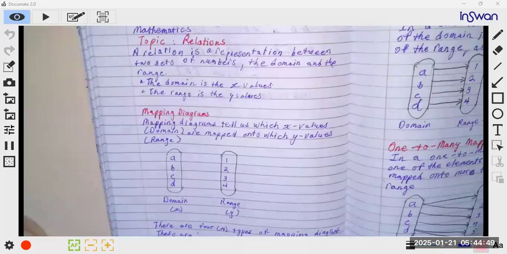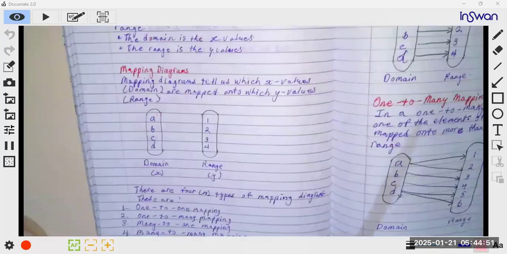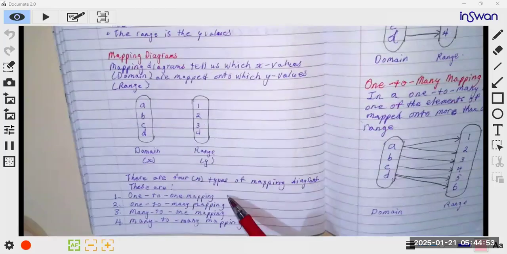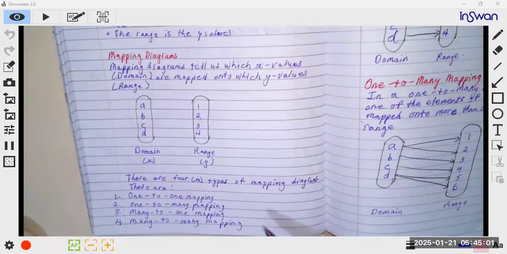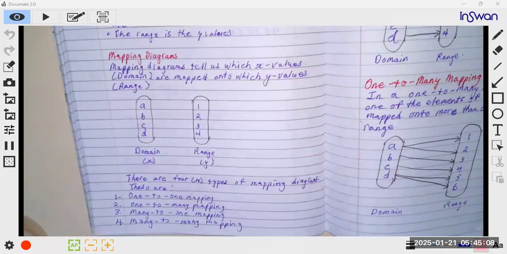Now, there are 4 types of mapping diagrams. One is what we call a one-to-one mapping. Two is a one-to-many mapping. The third one, many-to-one mapping. And the fourth one is many-to-many mapping. So this is what we call our mapping diagram. Now let's go on to try to understand each mapping diagram.